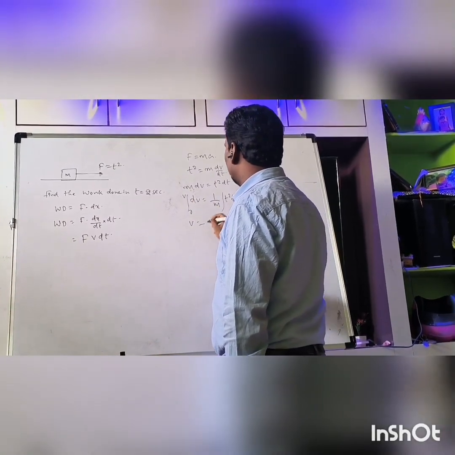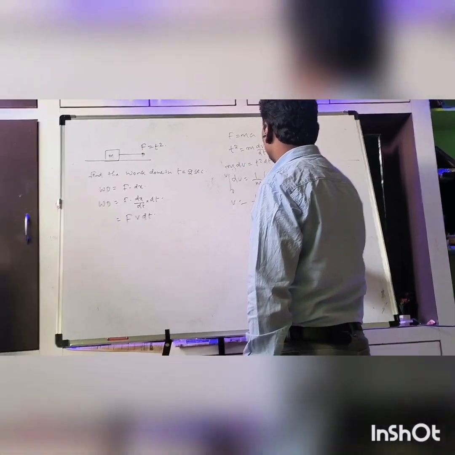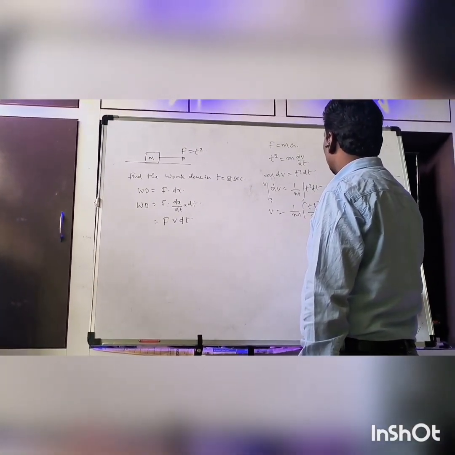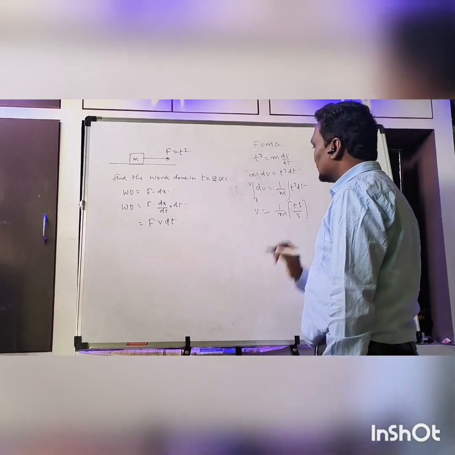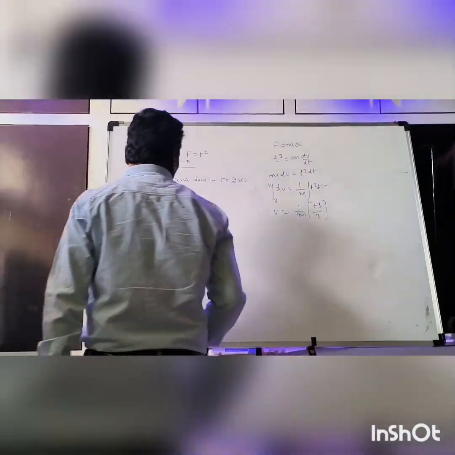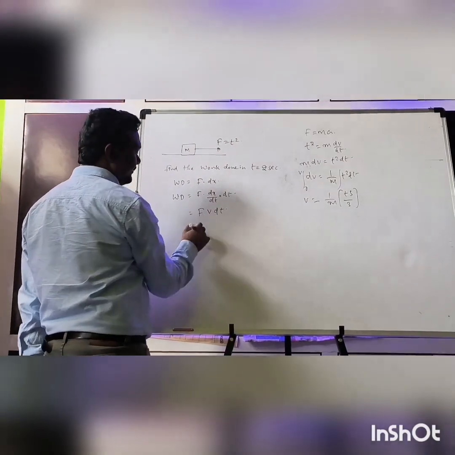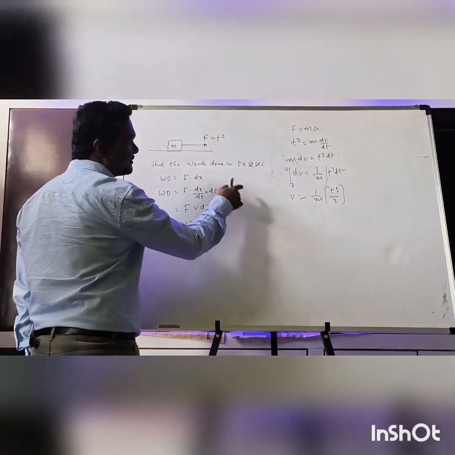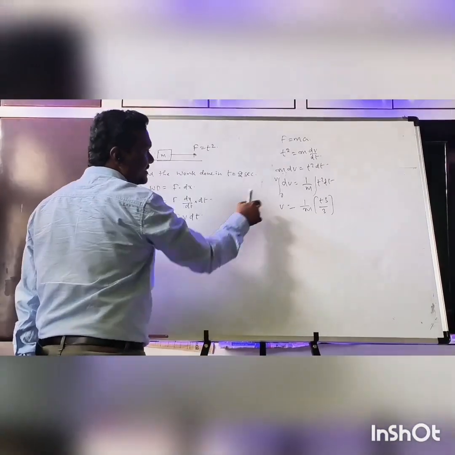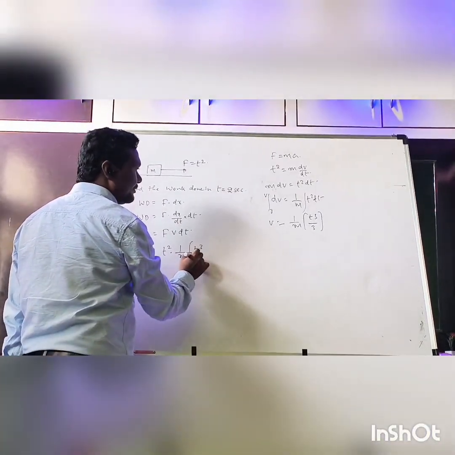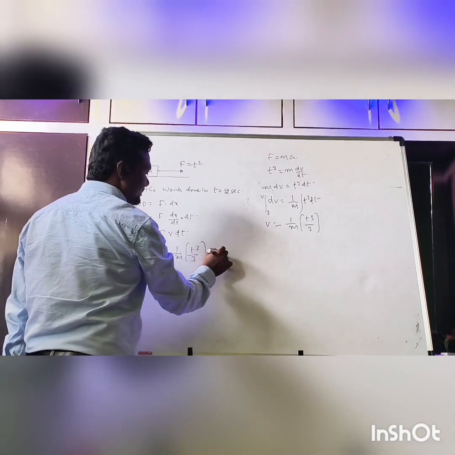Now what is v? V is equal to the integral of 1 by m times t square dt, that is nothing but t cube by 3. T square dt is t cube by 3. Now can I write it as work done? What is work done? F is equal to t square. See, F equal to t square. What is V? V can be written as 1 by t cube by 3 into dt.